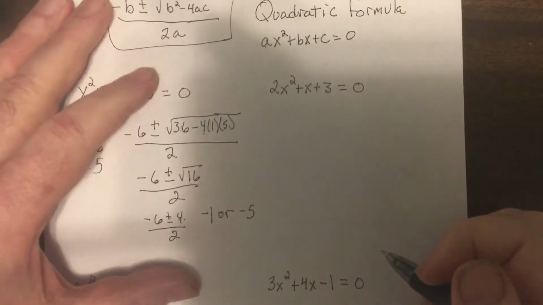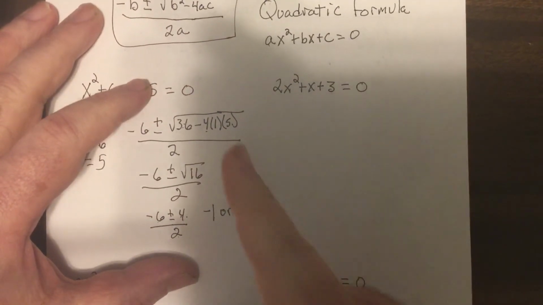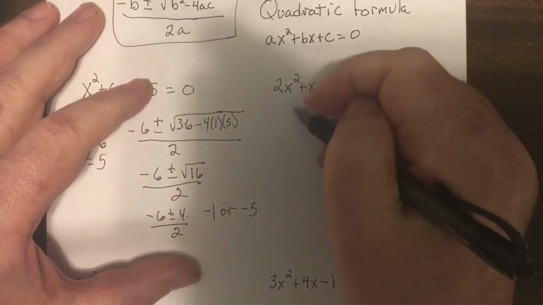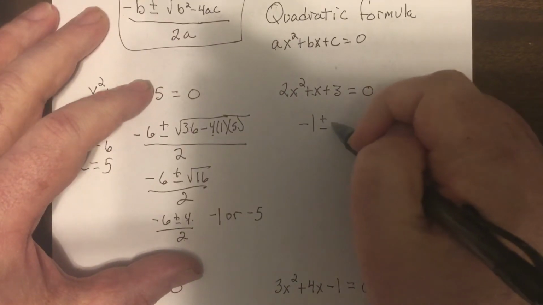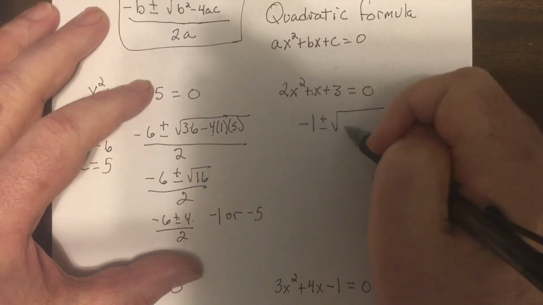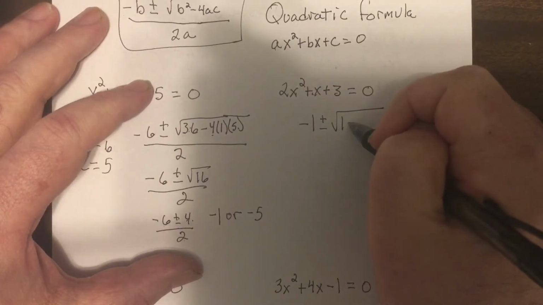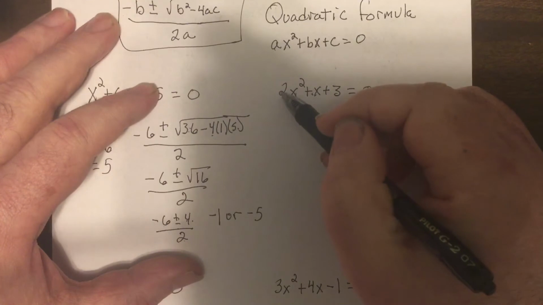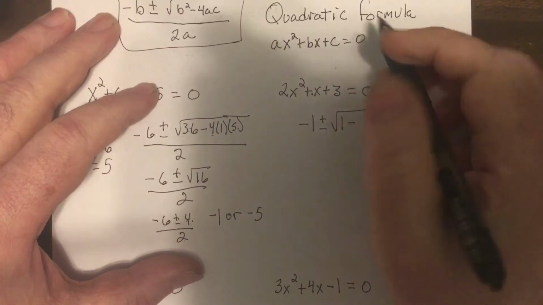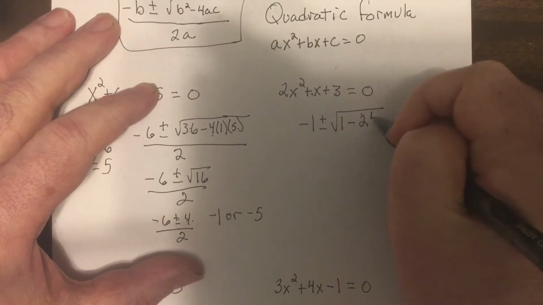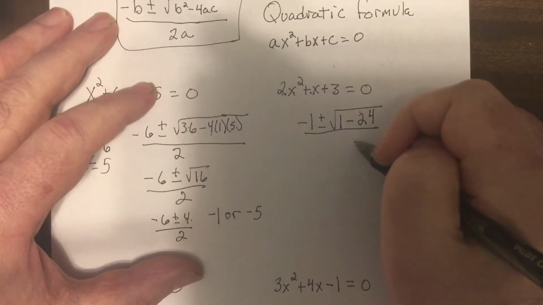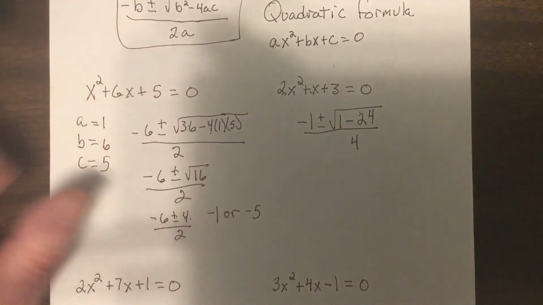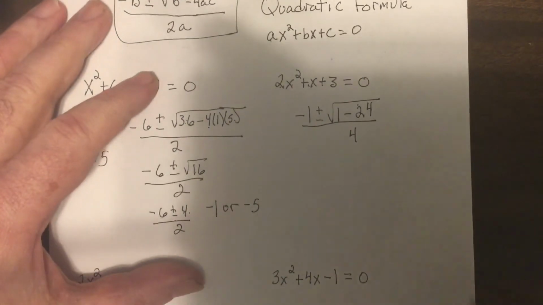Now I'm not going to mark a, b, c. You can. So negative b, b is 1. Plus or minus the square root of b squared. Well, b is 1, 1 squared is 1. Minus 4 times 2 times 3, and that'd be 24. All over 2a. A is 2, so 2a would be 4.